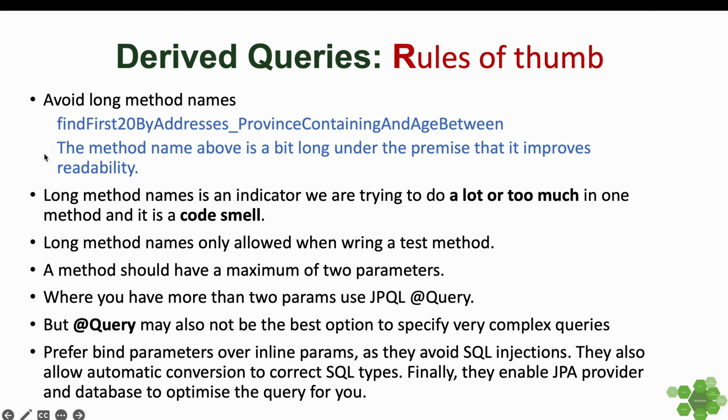Alright, so when you have more than 2 parameters, you can use JPQL, Java Persistence Query Language. Remember with JPQL, you will have to use @Query, and then query the way you want to query. But even with JPQL, it will not be the best option when your query is becoming very complex, way more complex than one can imagine. You wouldn't want to use @Query.